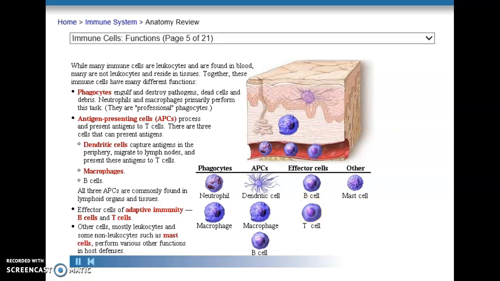As you will see, there are many other cells that perform other functions in host defenses. Most of these cells are leukocytes, but some, such as mast cells, are not. Click the mast cell to see where it is found.